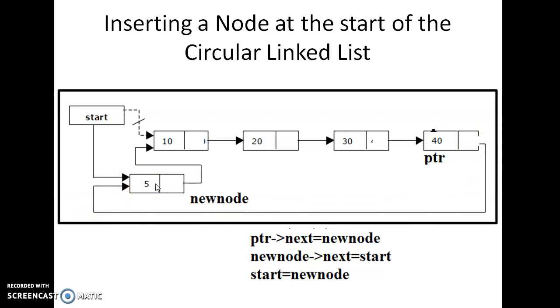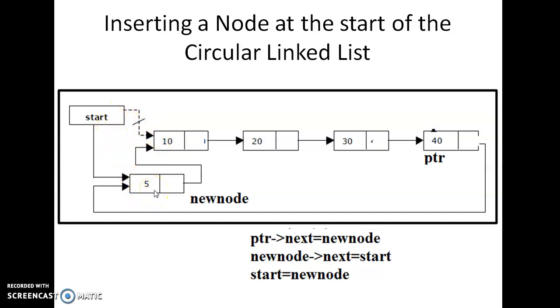For this purpose, the pointer starts at the starting location, and we keep incrementing the pointer to the next one until pointer of next is equivalent to start. That means pointer will now be pointing to the last node of the circular linked list. See here, a new link has been established. Pointer of next was previously pointing to the start. Now the pointer of next is pointing to the new node, and the new node of next is pointing to the start. Previously start used to point to this 10. Now start is pointing to this new node.